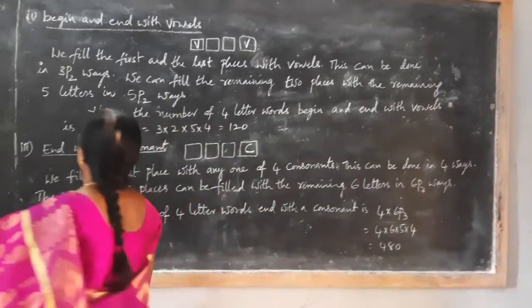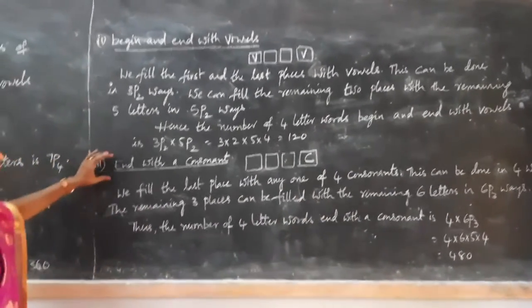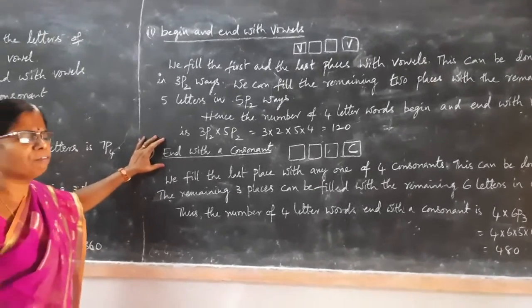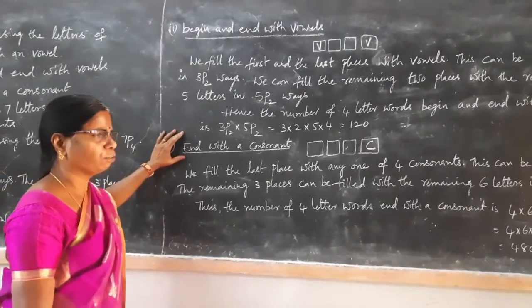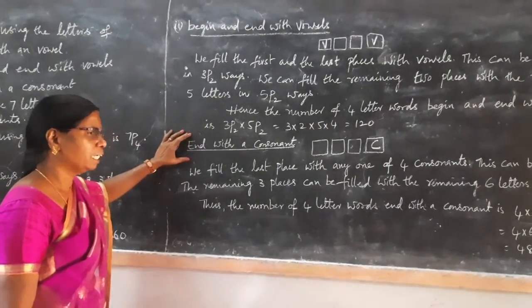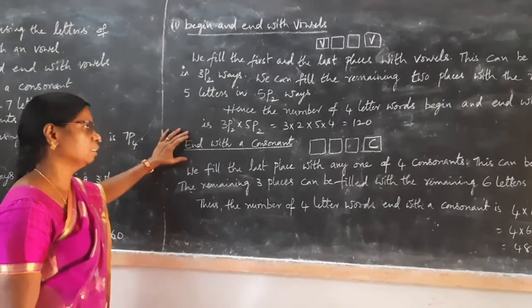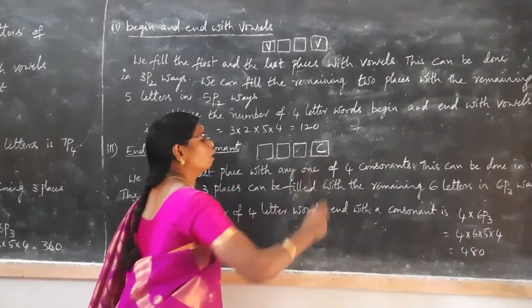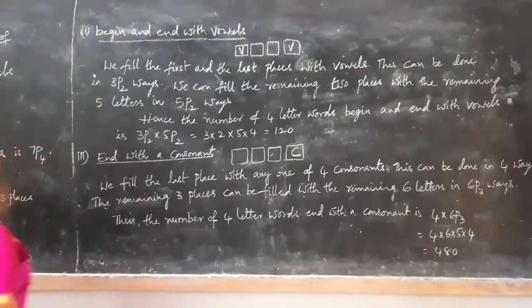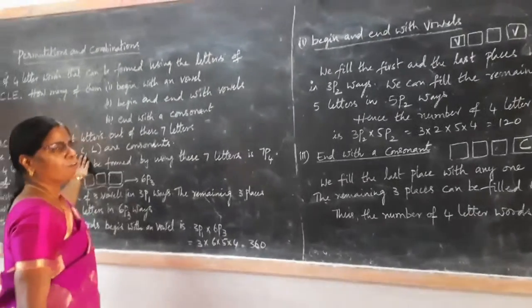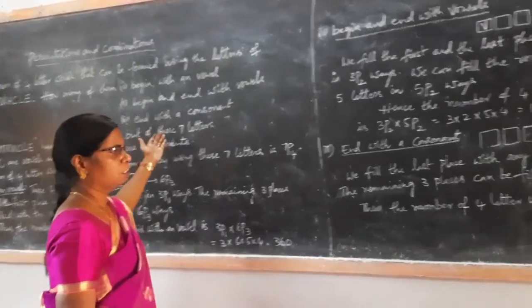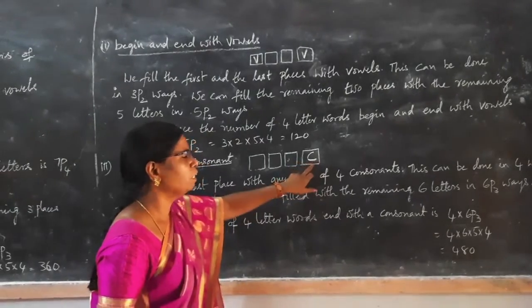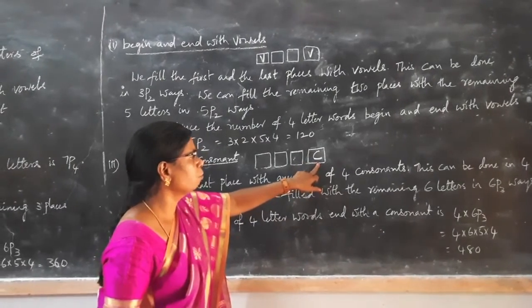Okay, now the third question, that is words ending with a consonant. We have to count the number of 4-letter words that end with a consonant. So similarly, I take 4 places like this and I fill the last place with a consonant. Because we have 4 consonants, by using those 4 consonants I fill this last place. So this can be done in 4 ways.